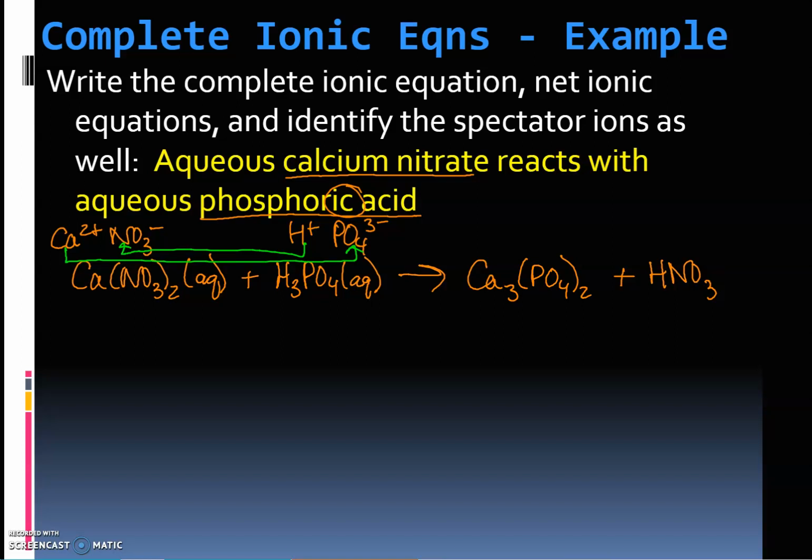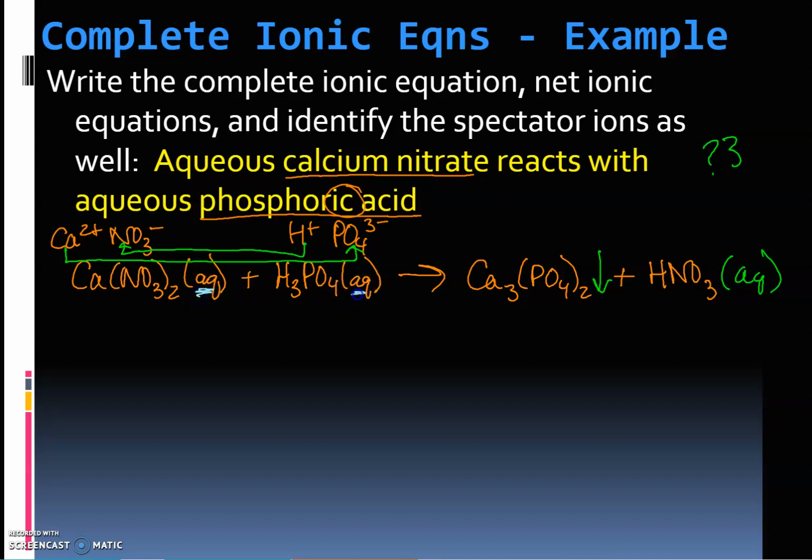So ask yourself the 3 questions. Did I make water? No. Did I make H2S? No. Did I make a precipitate? I don't know. So let's figure it out. Calcium and phosphate, that says insoluble. This one is aqueous right here. All right, so what do I do?